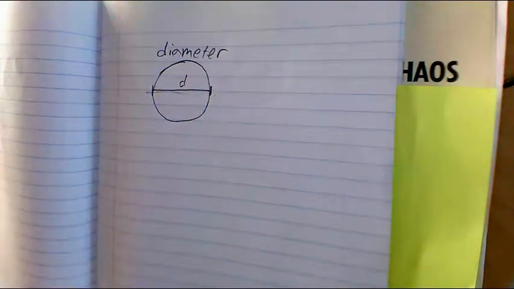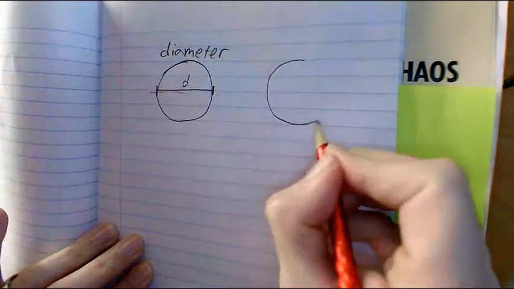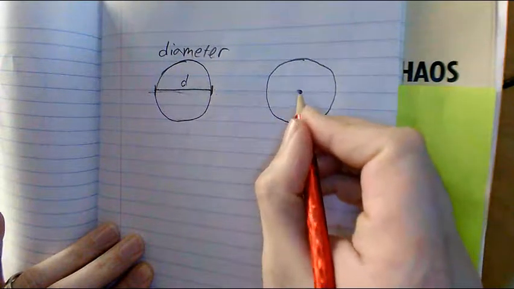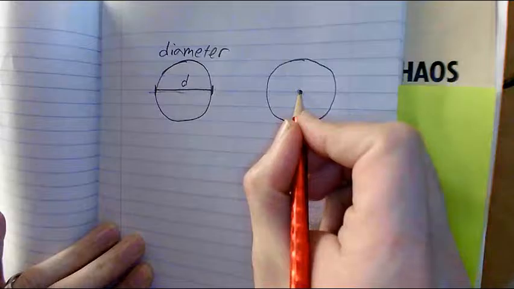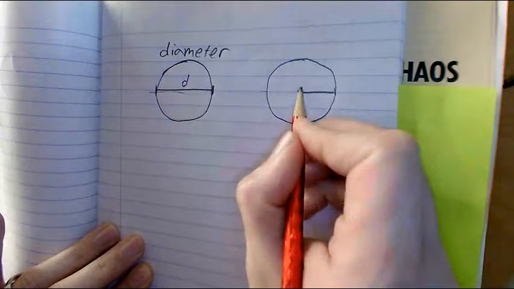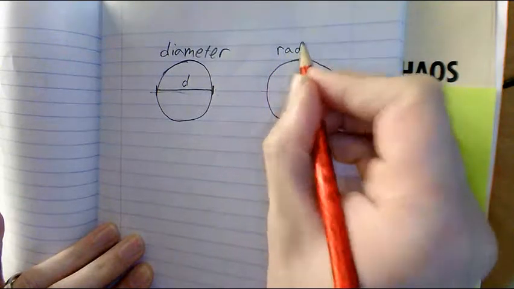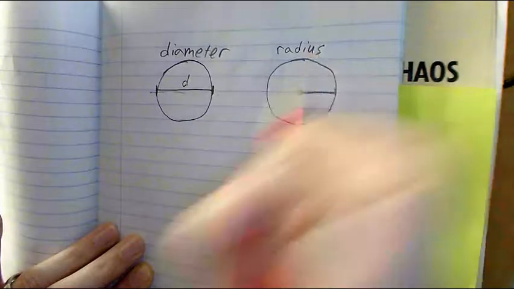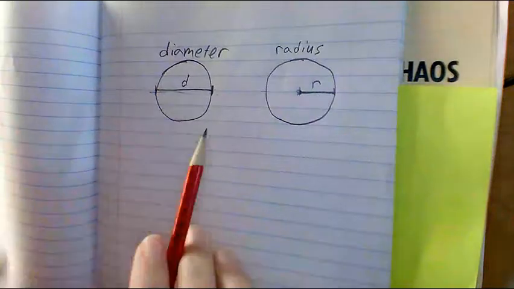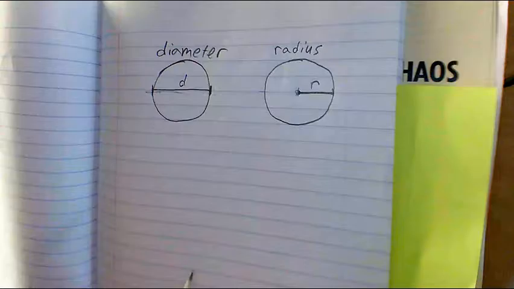Now, mathematicians actually prefer to use something else when you measure a circle. What we like to do is use something called the radius. A radius starts from the center of the circle and goes to the outside. Notice that it doesn't go all the way across. It's only halfway. So radius is half of the diameter. All right, so we have radius and we have diameter. Those are the two different ways to measure a circle.